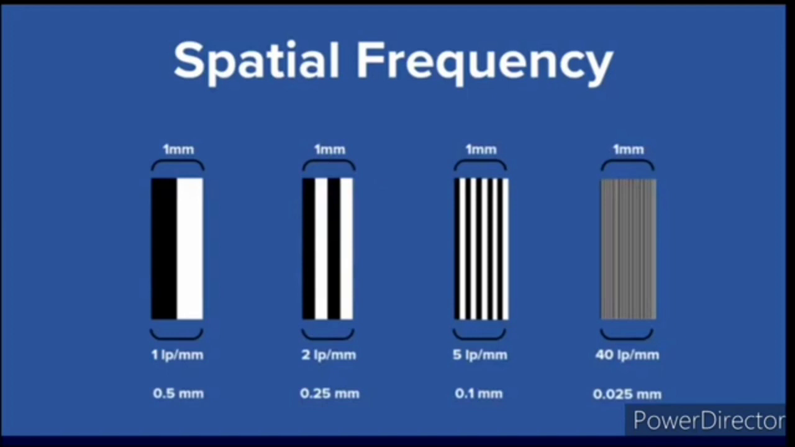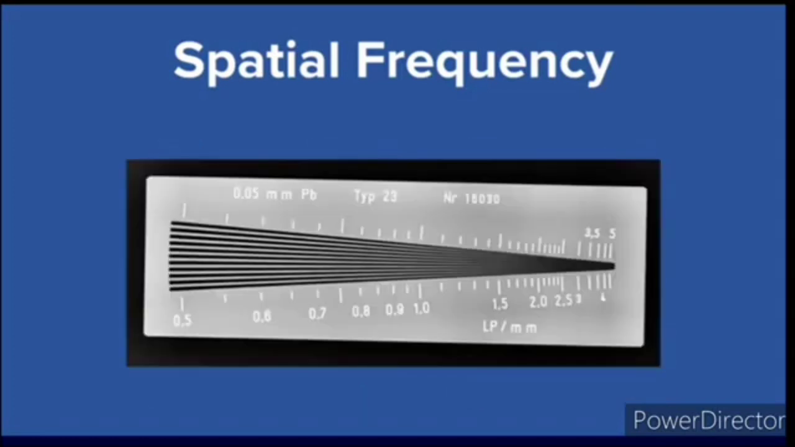At 2 line pairs per millimeter, you can distinguish an object that is 0.25 millimeters in length. At 5 line pairs per millimeter, you can distinguish an object that is 0.1 millimeters in length. Humans normally can see about 5 line pairs per millimeter, or objects that are as small as 0.1 millimeter in length. What's the smallest line pair you can see? I can see about 2.75 line pairs per millimeter. Unfortunately, with this image, I can't see all the way down to 5 line pairs per millimeter.